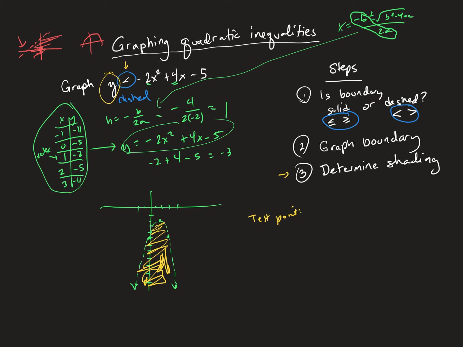If I picked a test point, our logical one is always 0, 0, and you test it by plugging it into the inequality and seeing if that's true. So 0 is less than negative 5? No. So you don't shade where the test point was, you would shade the other region.